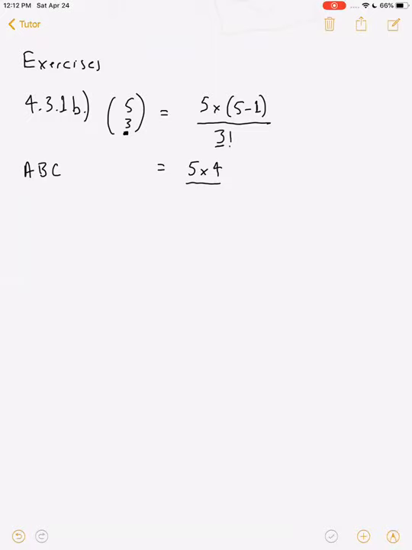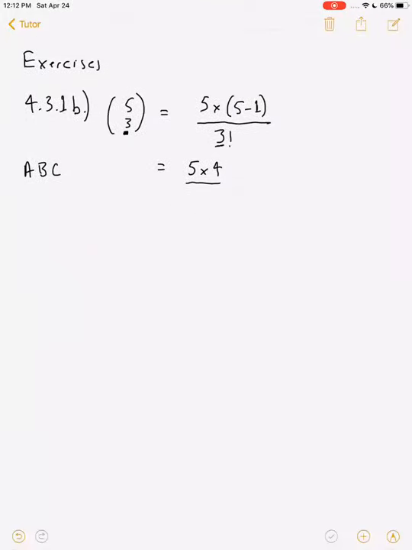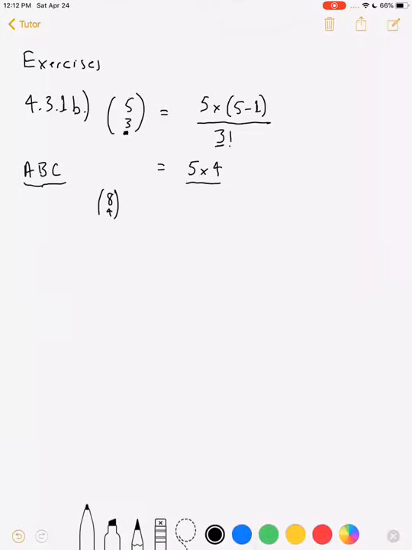So yes, we forgot about the factorial sign, but it's fine. It's more important to remember why we're dividing by 3 factorial in the first place, right? How many different ways can we arrange the letters A, B, and C? And like you said, 6 ways, right? So that's why we're dividing by 3 factorial or 6. So if this was something like 8 choose 4, then we divide by 4 factorial, and 4 factorial is the number of ways that we can arrange those 4 letters.